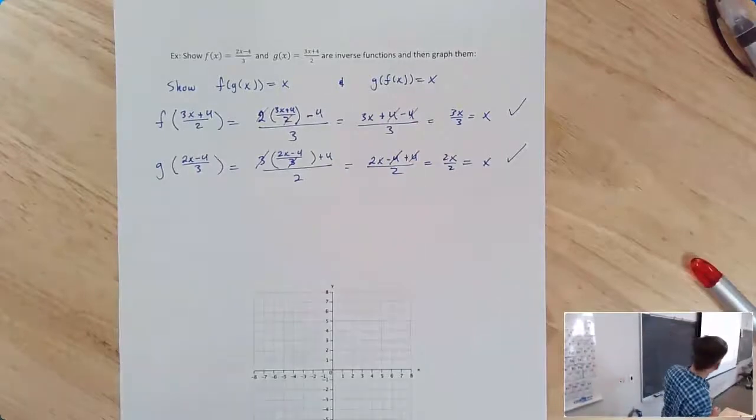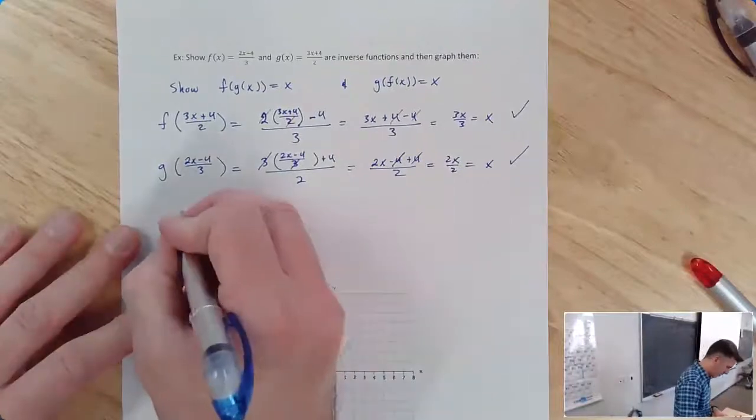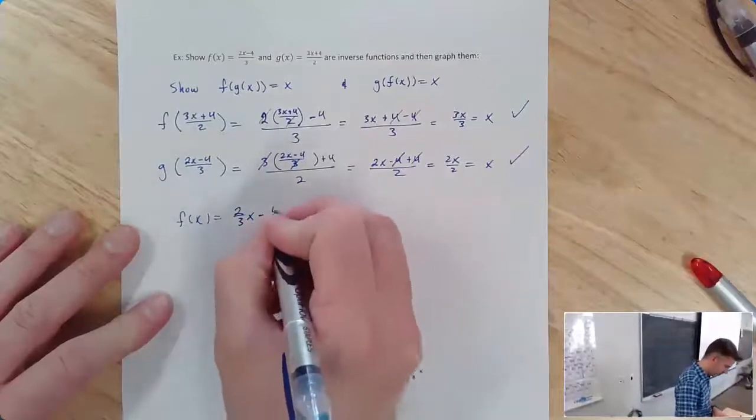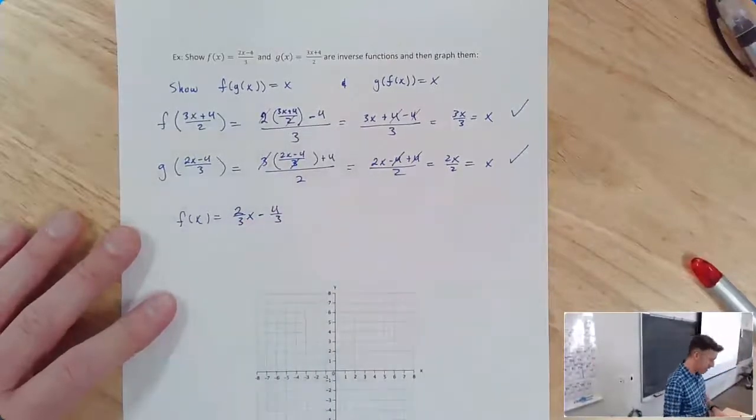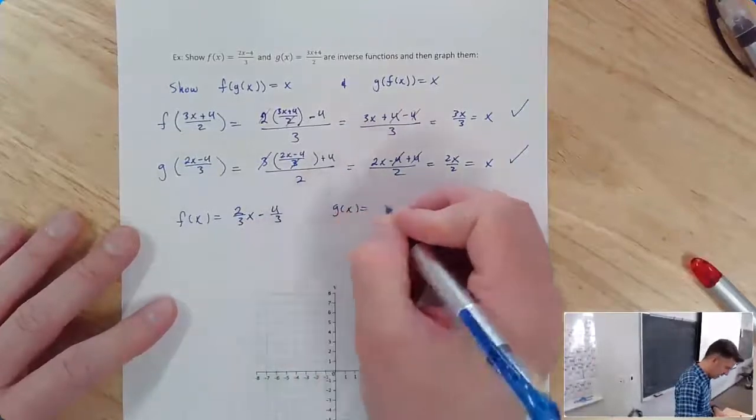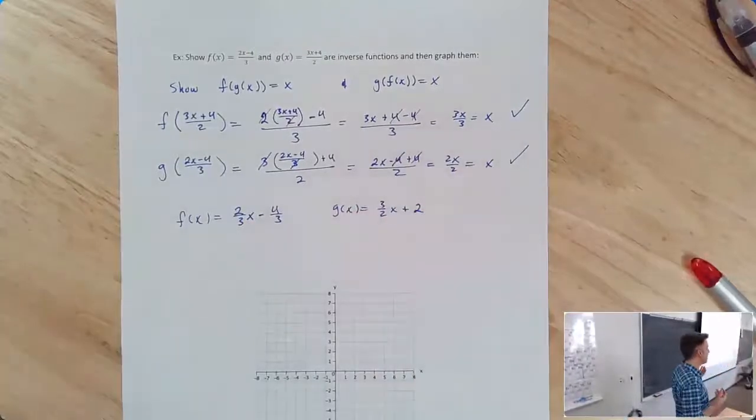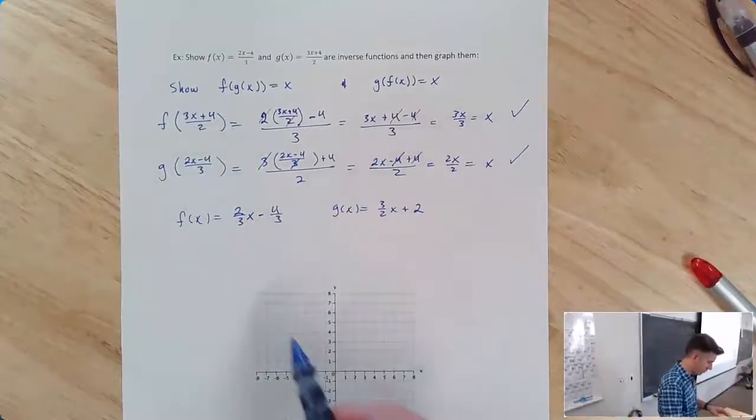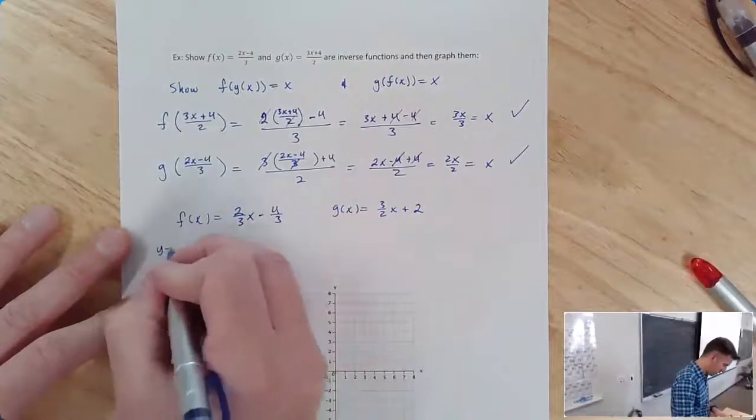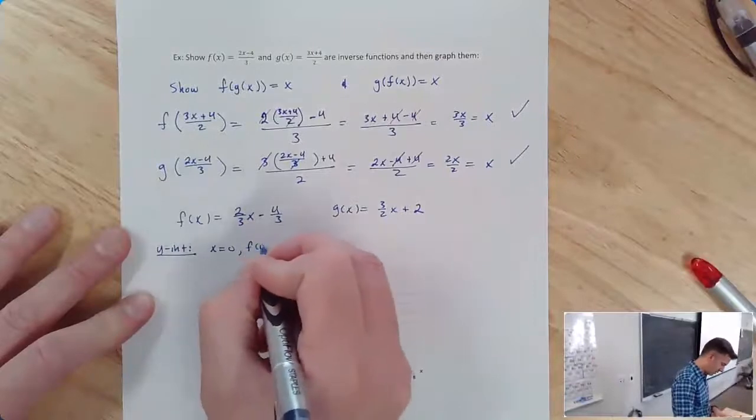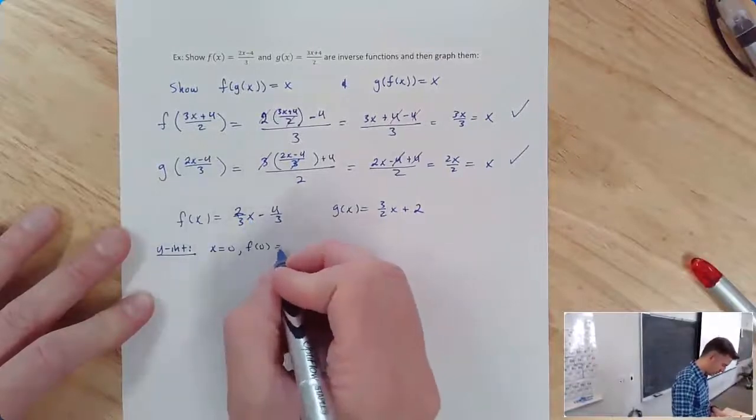So something to be aware of with both these functions, they are both lines, even though they may not be written in the exact usual way. You might prefer to write f of x as 2/3 times x minus 4/3 instead of (2x minus 4) over 3. And you might prefer to write g of x as 3/2 x plus 4/2, which is just 2. Fine either way. If I'm graphing lines, I'm finding intercepts. So for f of x, I'm going to find my y-intercept by setting x equal to 0. f of 0 is going to be 2/3 times 0 minus 4/3, which is minus 4/3.